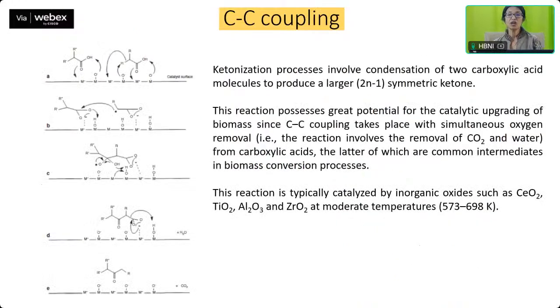Okay. Then you can also have C-C coupling reactions. Ketonization processes involve condensation of 2 carboxylic acid molecules to produce a larger 2n-1 symmetric ketone. This reaction possesses great potential for the catalytic upgrading of biomass, since C-C coupling takes place with simultaneous oxygen removal from carboxylic acids, the latter of which are common intermediates in biomass conversion processes. And this reaction is typically catalyzed by inorganic oxides such as ceria, titania, alumina, zirconia at moderate temperatures around 573 to 698 Kelvin.